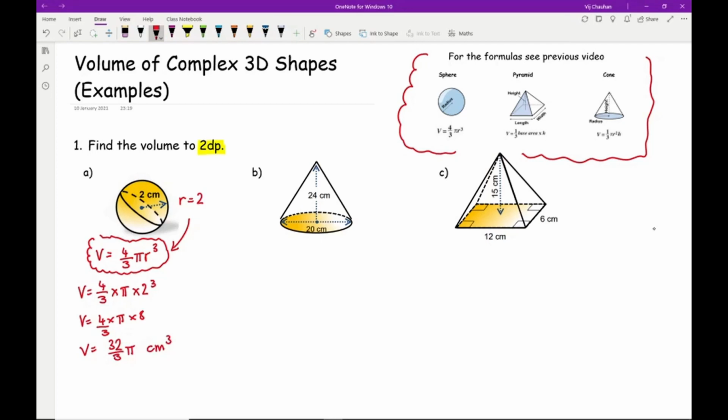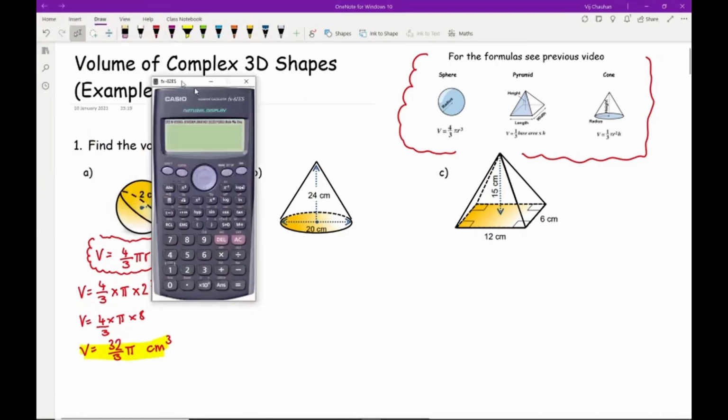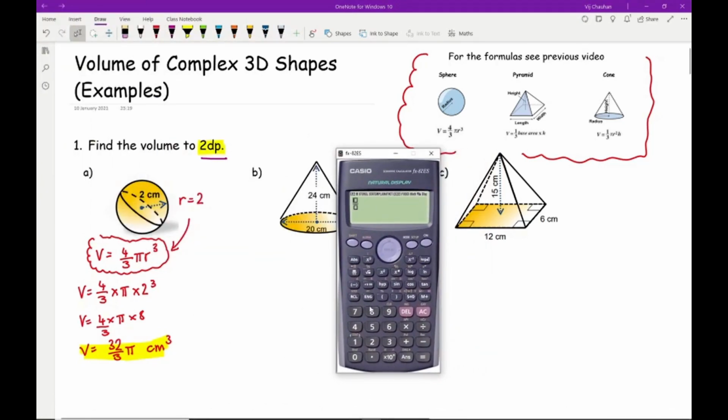And now this is what we call leaving your answer in terms of pi. As you can see, I've gone nowhere near my calculator, but because the question's asked me to give my answer to 2 decimal places, I then need to type that into my calculator to get my answer. So let's first of all get a calculator up. And what we're then going to do is type this value in. I'm going to type in the whole calculation: 4/3, and I've scrolled across, times pi times 2 cubed. You can see that I've just typed in everything that's in that first line. I press equals, and it's giving me 32 over 3 pi, which is exactly what I've written.